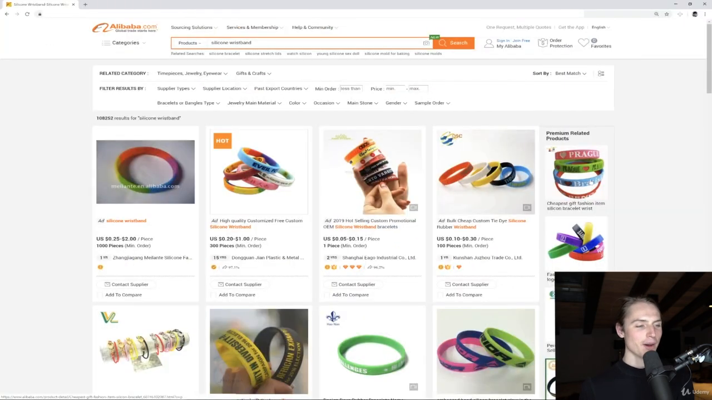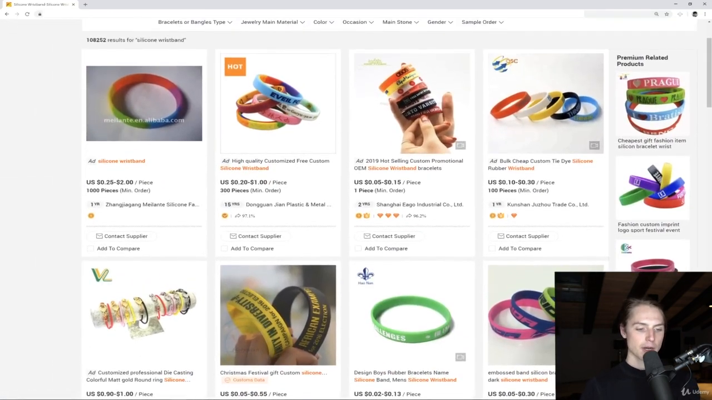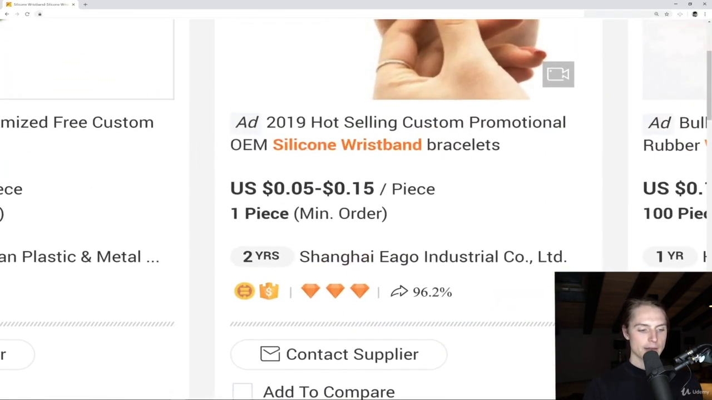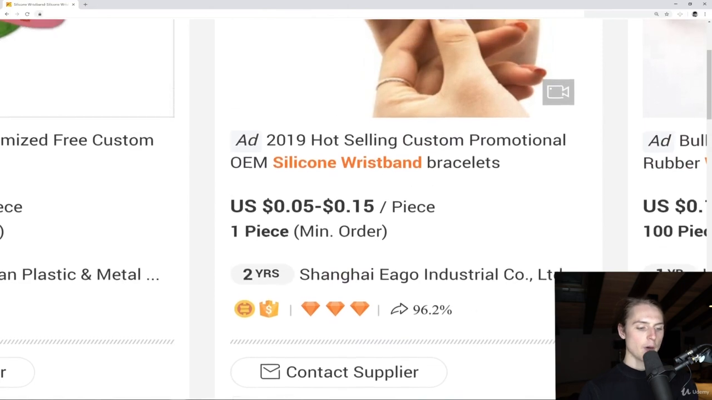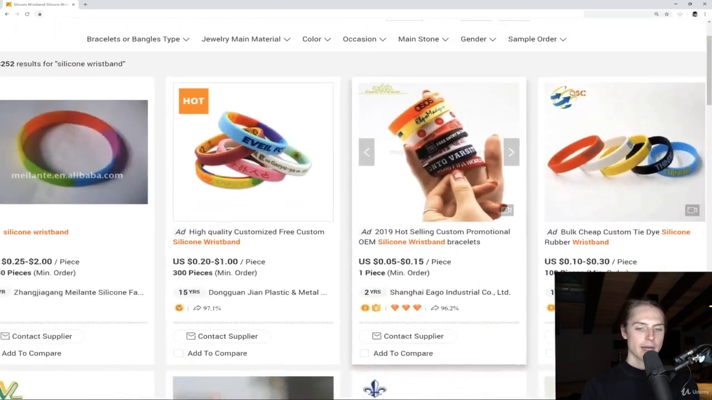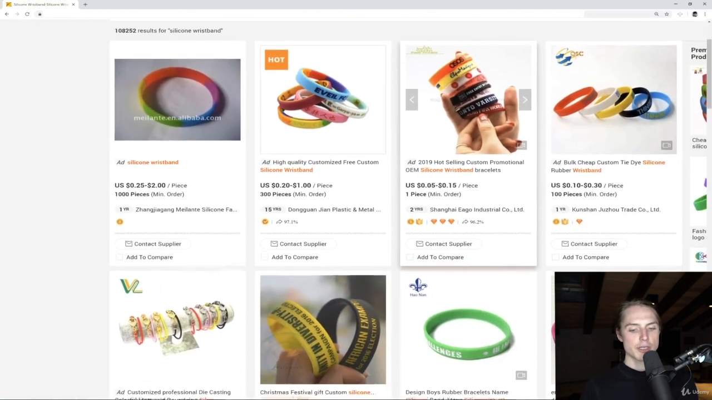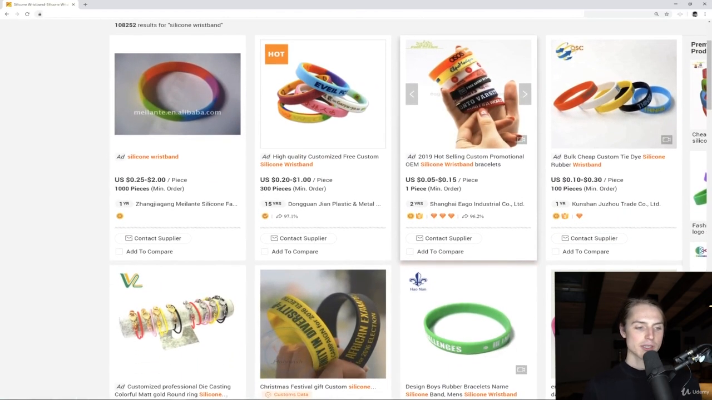Okay, so we are on Alibaba. We put in silicone wristbands, and essentially here are going to be all sorts of different suppliers. All right, so just things that we're going to look for right there. We've got price, we've got the MOQ, minimum order quantity, which we'll explain in a little bit. But essentially what we're going to do is start to look at the images and find something that's somewhat similar.